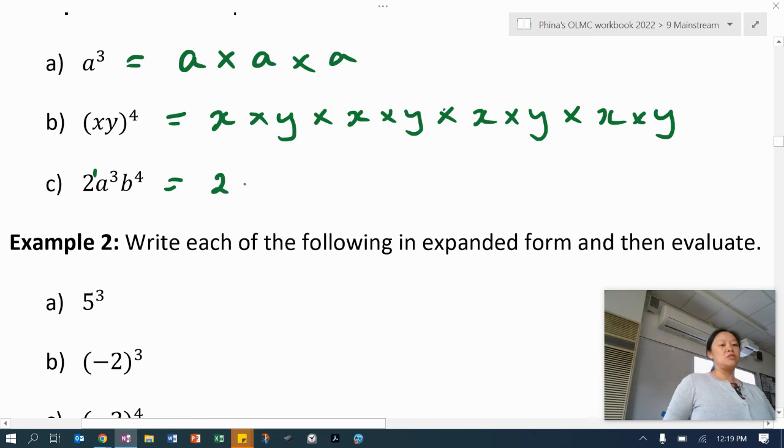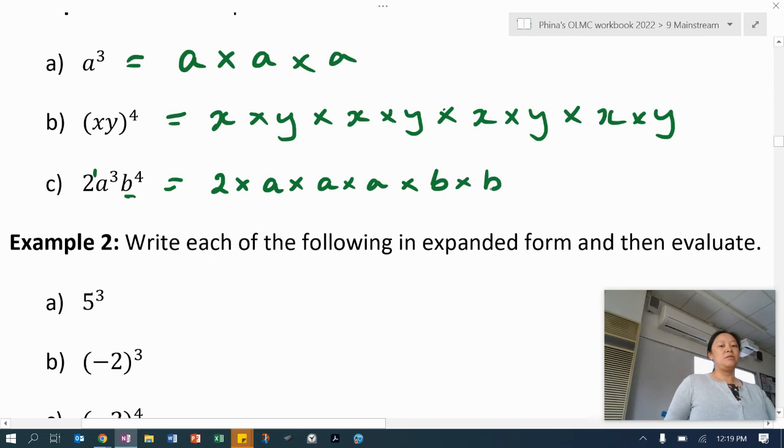So we just start with writing a 2 times. Then we look at the next one, a to the power of 3. So there's 3 of them: a times a times a. And then look at the b. So b to the power of 4. So we've got 4 b's.